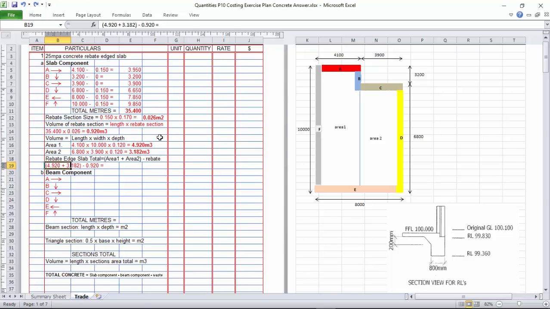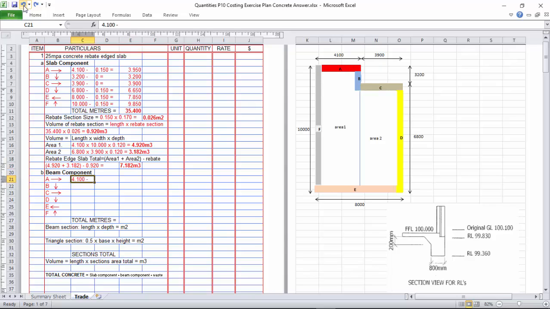Then what we have to do, we add the two areas together, which is what we've done here. Then we deduct our rebate, which was what we have here, and we get a total slab area, slab component of 7.182 cubic meters. We then do the strip footing around, which is the beam around the edge of the slab.